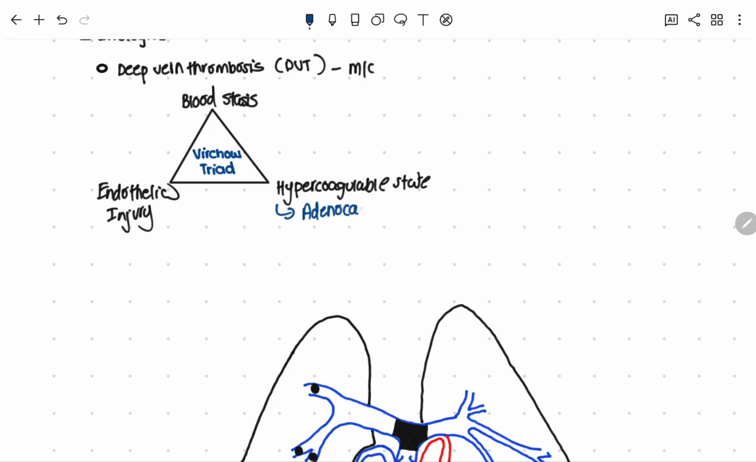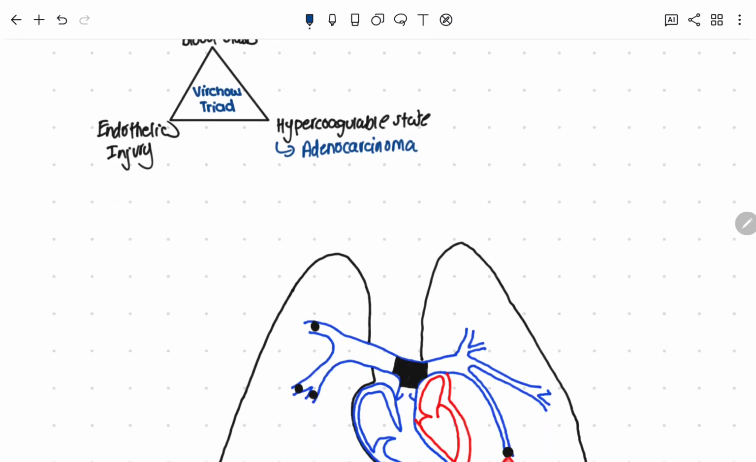And some pathologies that may be concerned with the body being in a hypercoagulable state include adenocarcinomas, as some tumors can secrete factors that promote coagulation. Factor V Leiden mutation is another cause, and nephrotic syndrome is also associated with the body being in a hypercoagulable state.